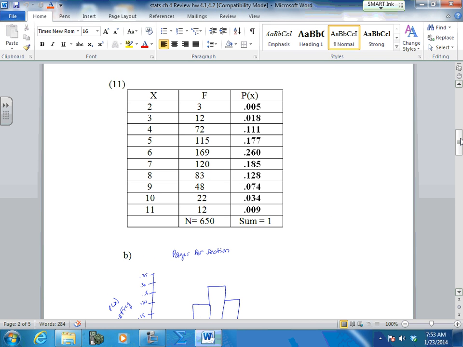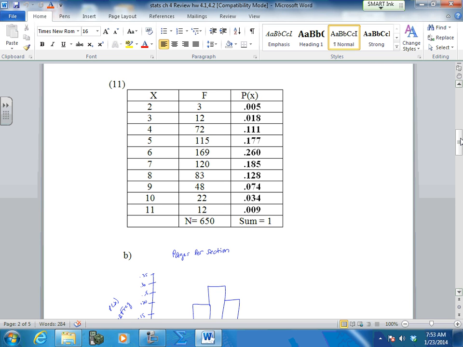Okay. Number 11. This was a good one. You might see something very similar to this tomorrow, the lecture. This is what they asked in number 11. They said the number of pages in a section from a sample of statistics tests. How many sections had 2 pages? 3 of them. How many sections had 3 pages? 12 of them. How many sections had 4 pages? 72 of them. So you're looking at an X and a frequency. We did these many times, L1, L2.